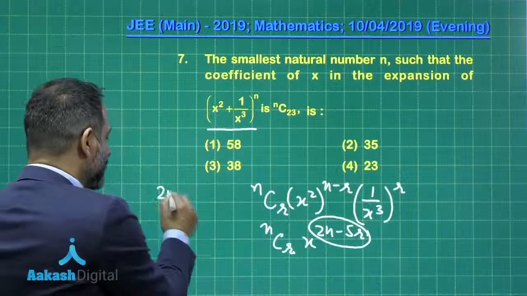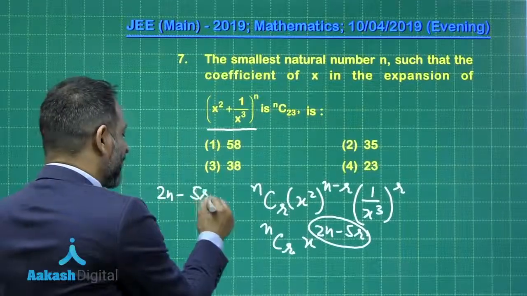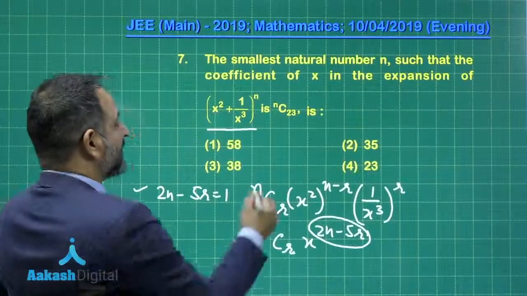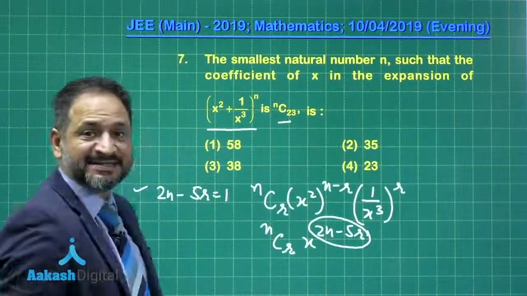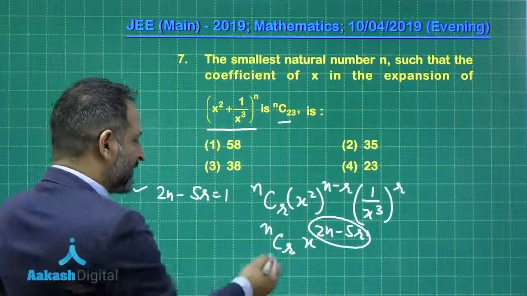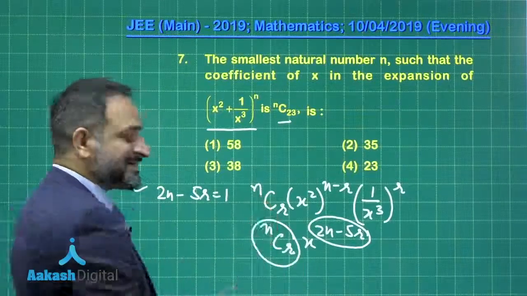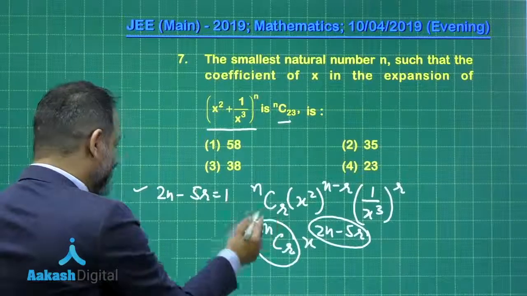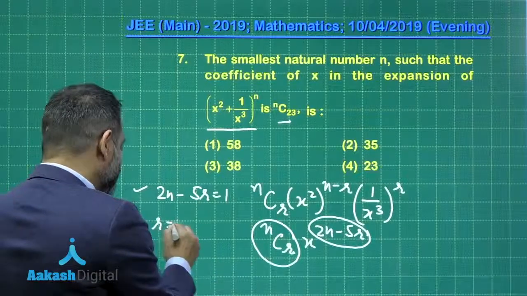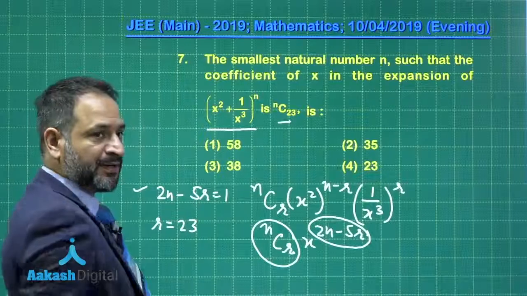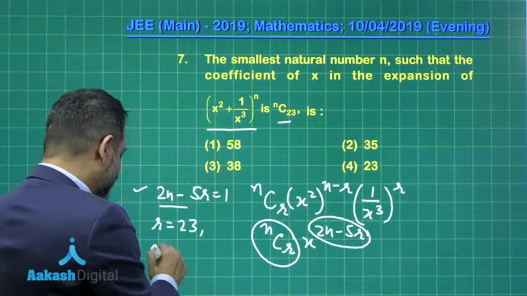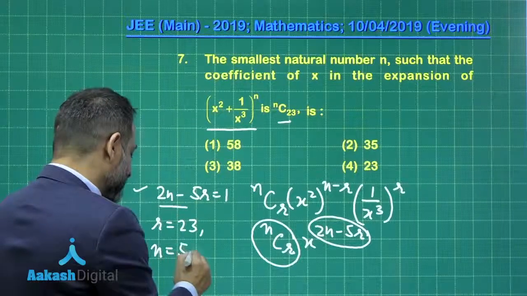So, 2n minus 5r is equal to 1, and also it is given that the coefficient is nC23, and here we are having term nCr. So, definitely you can relate this. So, straight away r can be 23, and for r to be 23, if you place it here, you will get n is equal to 58.